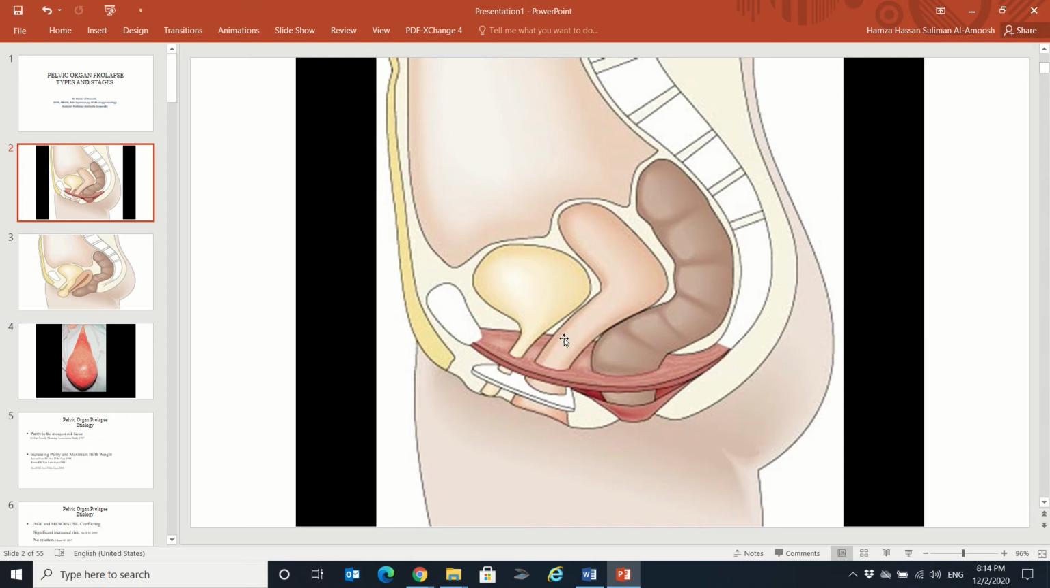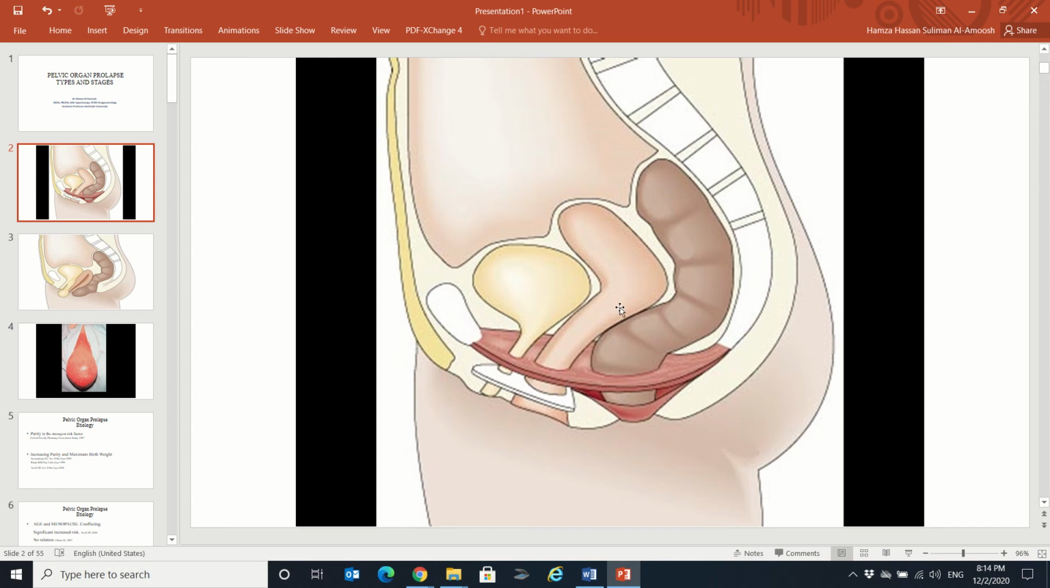Now, if we look at the vagina from this side, what keeps the vagina in place is a connective tissue surrounding the vagina, connecting the vagina to the pelvic side wall. And if we go up to the cervix and the uterus, what keeps the uterus in place is two dense fibers of connective tissue at the level of the internal os of the cervix, going to the side wall of the pelvis, what we call the cardinal ligaments.